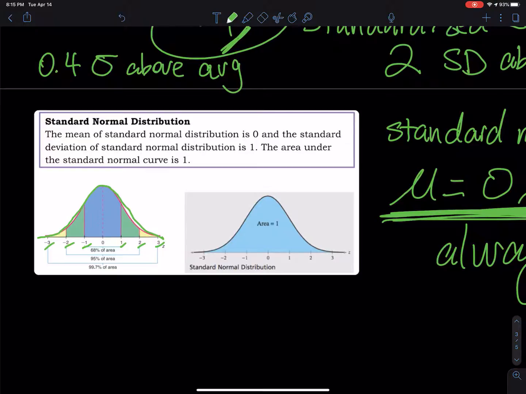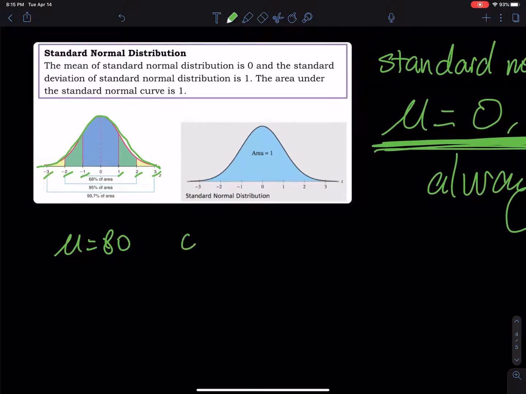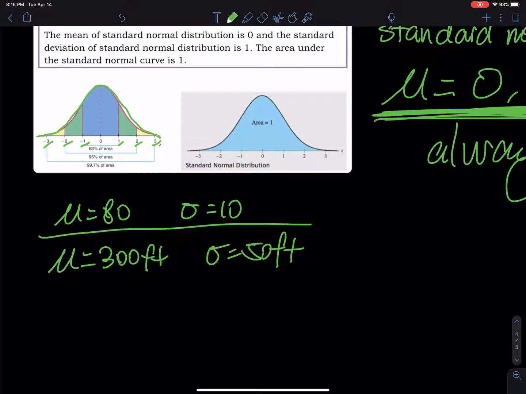Standard normal, right? So think about this. If you are talking about, let's say, a pretty standard midterm, what are the mean and standard deviation usually? Let's make an example. The mean is 80 points. The standard deviation is 10 points. Let's say we use some other numbers. Let's say we talk about the height of buildings in the downtown area. The mu can be, I don't know, like 300 feet. The standard deviation can be like 50 feet. So sometimes the mu and sigma are big, sometimes they are small.